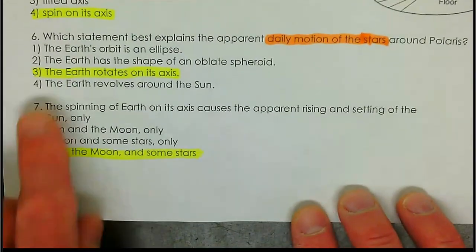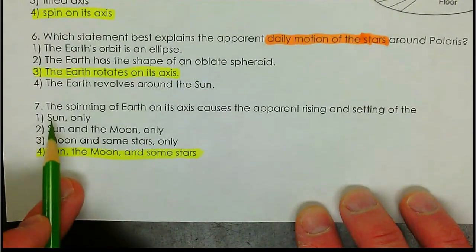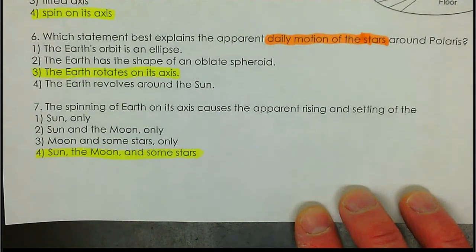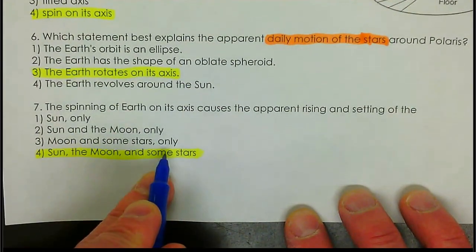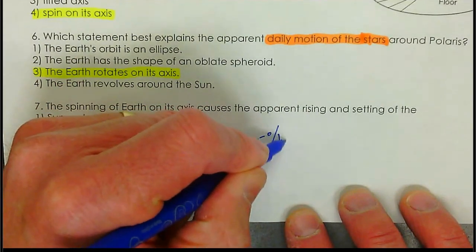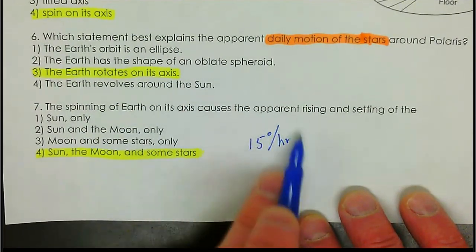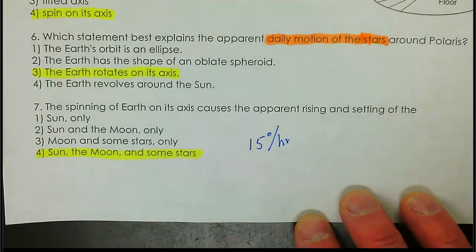Number 7, the spinning of the Earth on its axis causes the apparent rising and setting of, what rises and sets? So we all know the sun rises and sets. Most people get this question wrong because they choose choice number 1. But everything is going to appear to rise and set, meaning the moon and the stars and the sun, because the Earth rotates. The sun, the moon, and some stars rise and set 15 degrees per hour. So as you're seeing the sun rise, the moon set, stars rise, it's always 15 degrees an hour because it's not those things that are rising and setting. It's really the Earth that's rotating.